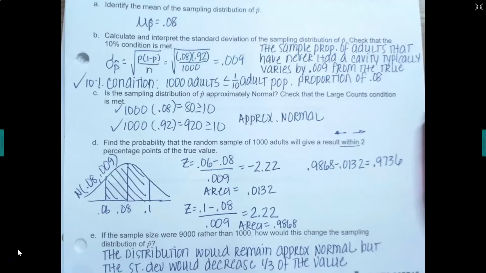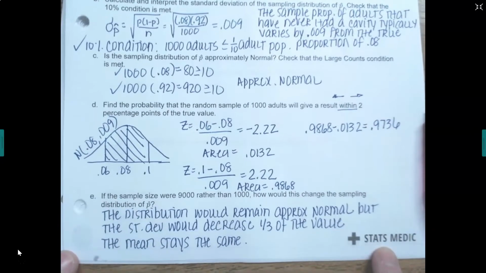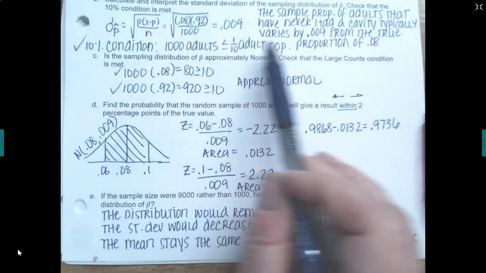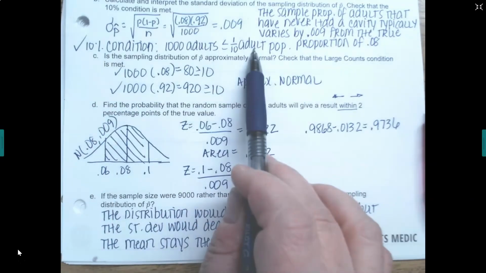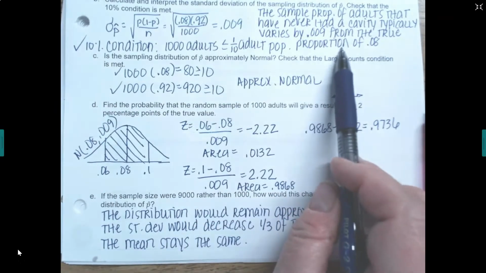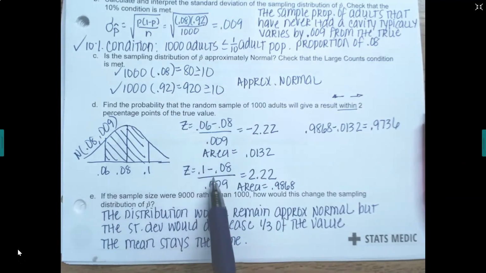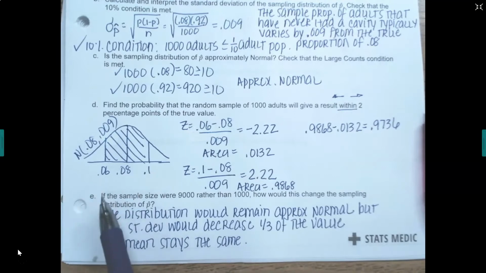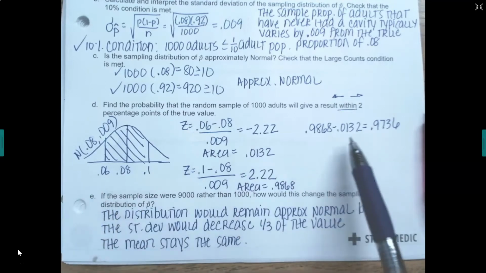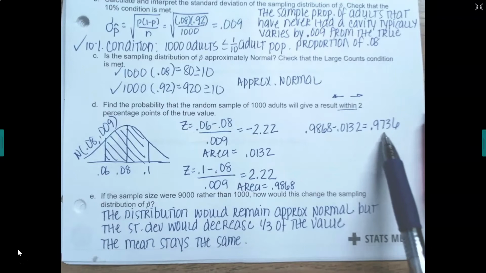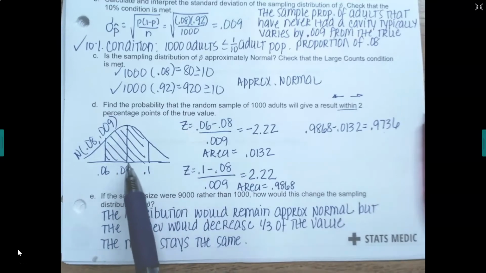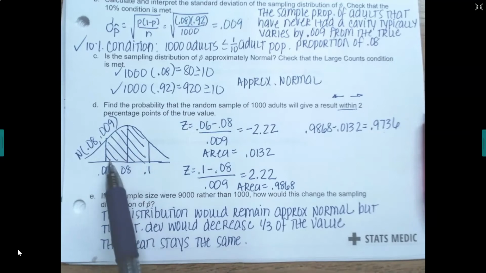All right, so here are your answers. I'll move this up in just a second. Your sampling distribution of p hat will have the same mean as the population, which is 0.08. Then we calculated the standard deviation, checked the 10% condition, interpreted the standard deviation here, and checked my large counts. Here's my work for finding the z-scores within 2 percentage points of 0.08. So there's a 0.9736 probability of being in this area.